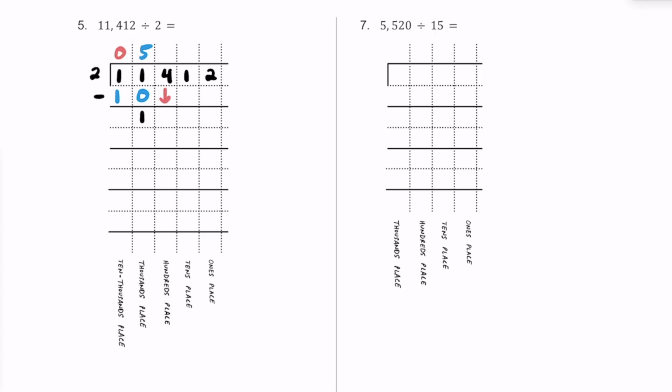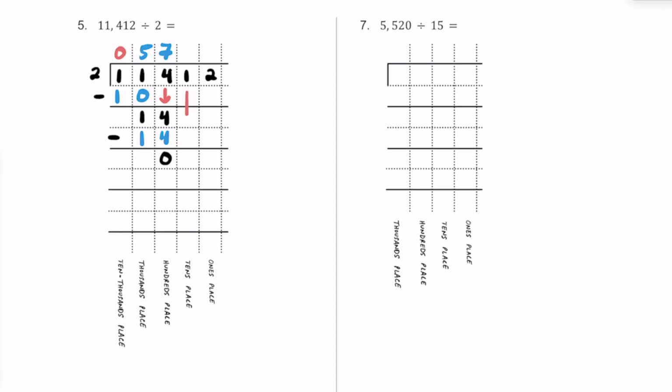Let's take this 4 and bring it down now. So now we have 14. So let's start the process all over again. So 2 into 14. I think 2 times 7 is exactly 14, so that's good. Let's go ahead and put a 7 up here. All right, so 7 multiplied by 2, we just said was exactly 14. So the remainder here, 14 minus 14, is going to be 0.